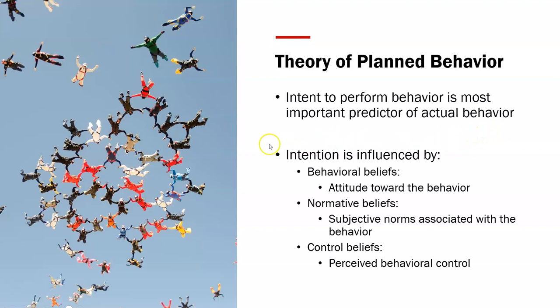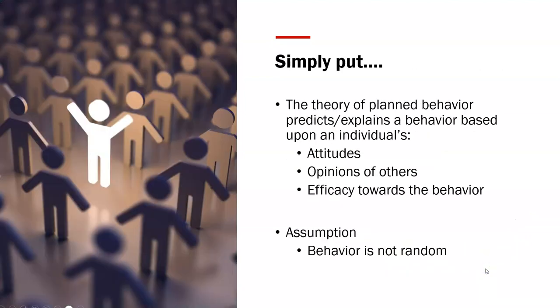So the model that I'll show you here in just a minute, visually, it demonstrates that intention is influenced by these three main areas: your behavioral beliefs, or your attitudes toward the behavior, your normative beliefs, which are those subjective norms, and then control beliefs, the perceived behavioral control. So simply put, the theory of planned behavior predicts or explains a behavior based upon an individual's factors listed here. So their attitudes, what they think opinions of others are, and their efficacy, their ability to perform the behavior.